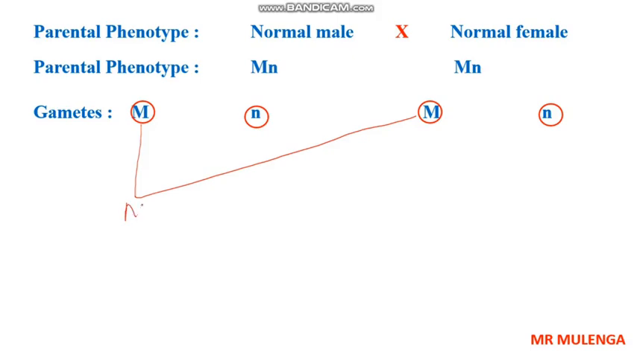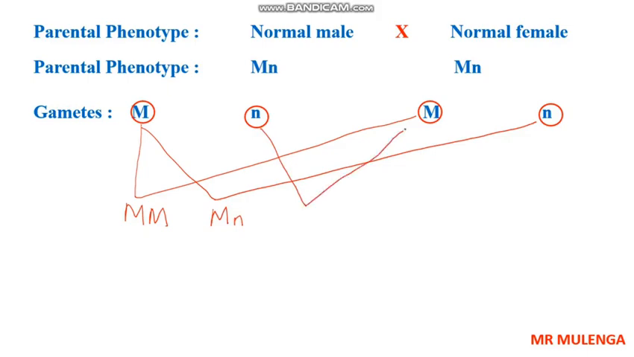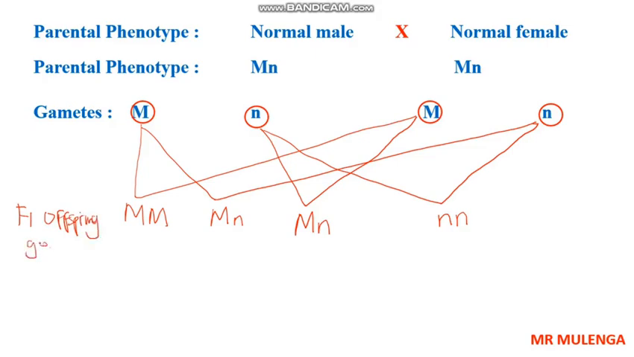So we are going to have M. Then this one will also be crossed with this one. So we are going to have M, N. Then this one will be crossed with this one. We are going to have M, N. Then this one will be crossed with this one. So we are going to have N, N. So this that we have gotten now, this is the F1 offspring. So don't forget to write this. This is the F1 offspring genotype.